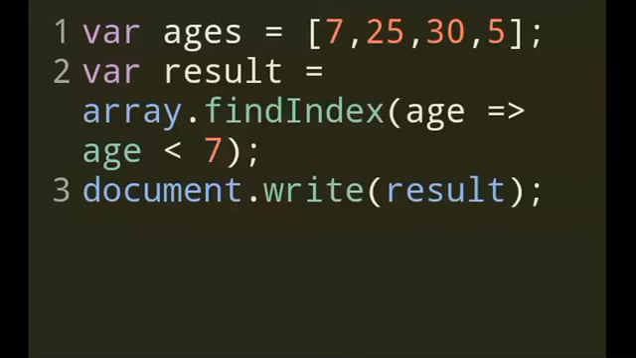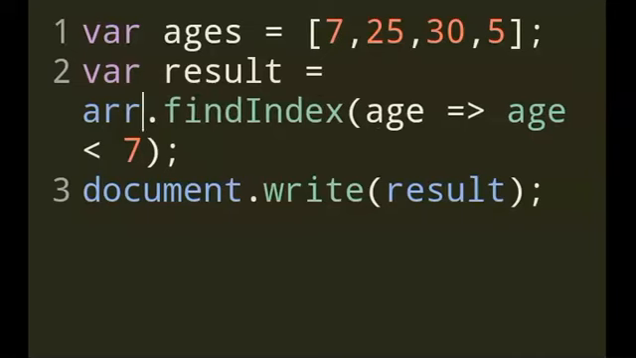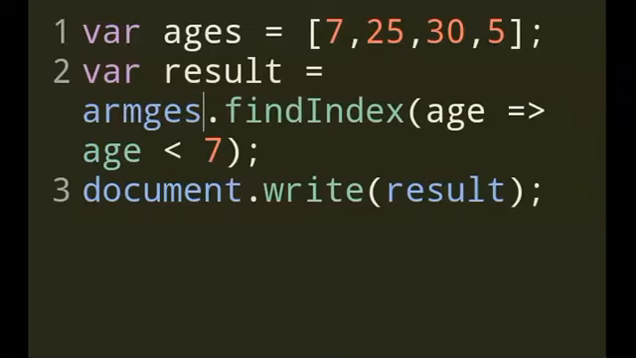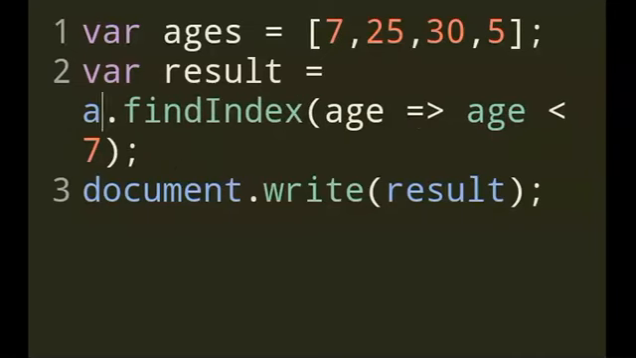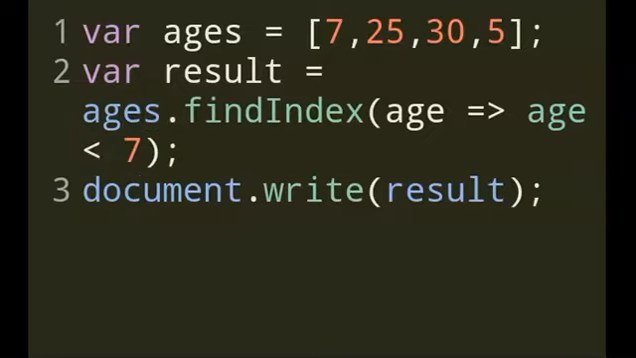Result. So this will be document.write. Result is okay, sorry. This will be, instead of array, it will be ages. Be careful, because I'm just modifying the same one, so it will turn out to be an array typo. Yeah. So it will be 3.